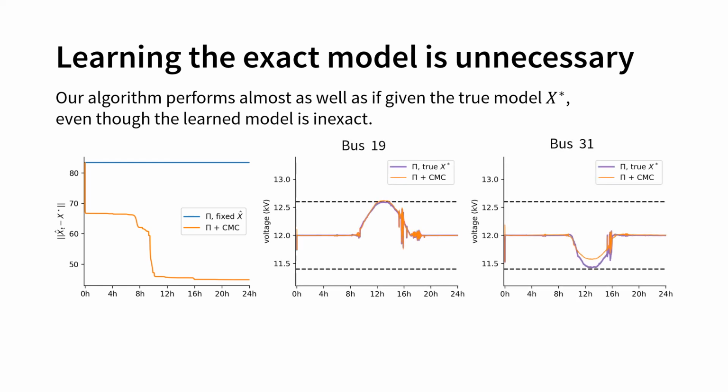We can also examine how important learning the true model actually is. In purple, I've plotted the voltage when we use the row-robust controller given the true model. The orange curve shows the voltage with our algorithm learning the model online. We can see that the voltages from our algorithm do not differ significantly from using the true model. That is, using an inexact learned model performs similarly to using the true model itself, again demonstrating that learning the exact model is unnecessary.